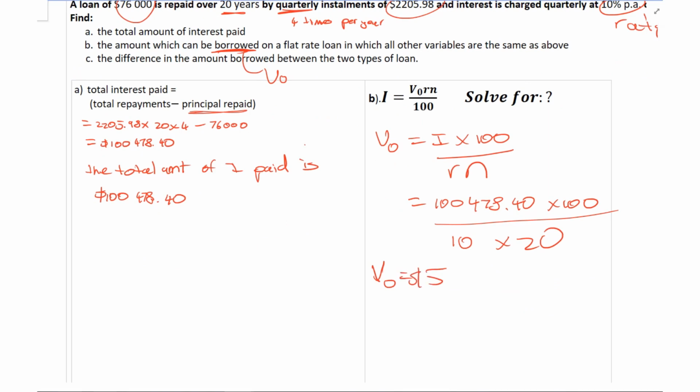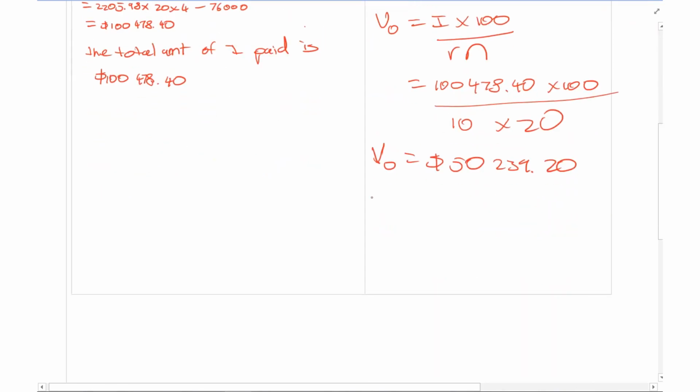50,239.20. So flat rate, we can borrow 50,239.20. Okay, so that's A and B.